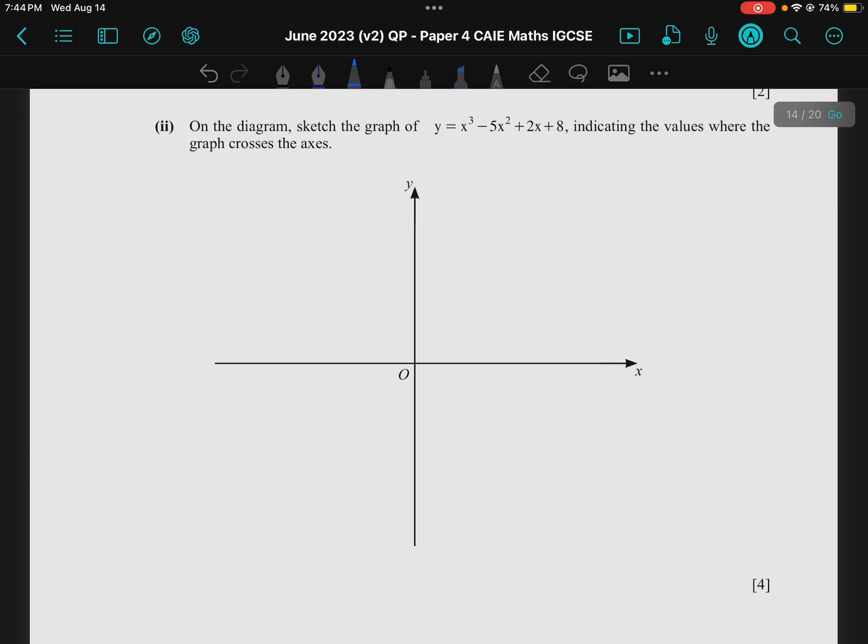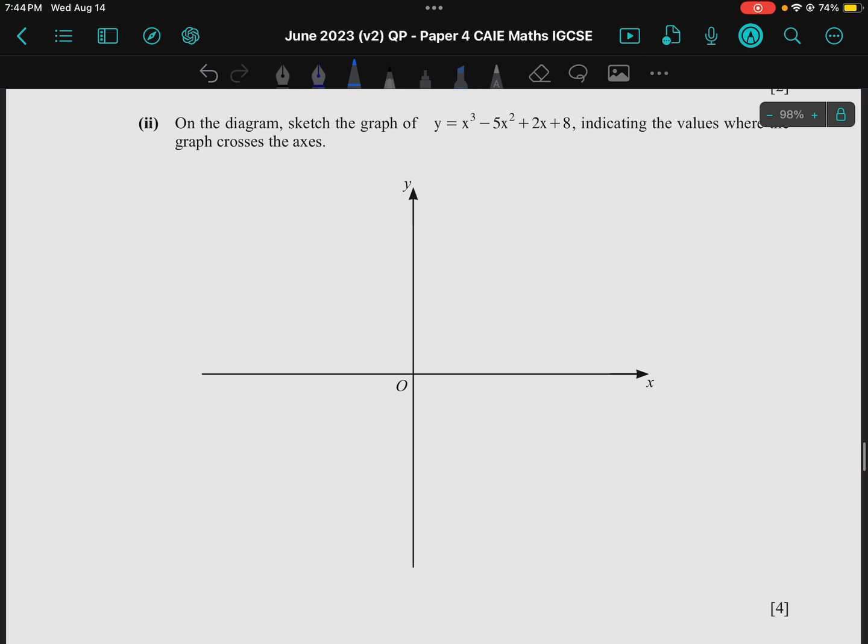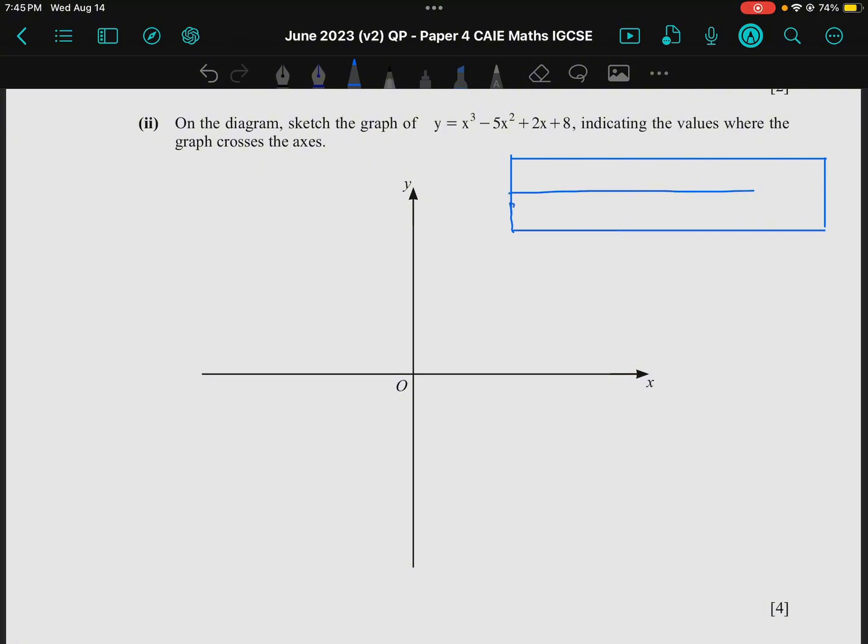Part number 2, on the diagram, sketch the graph of y equals x cube minus 5x square plus 2x plus 8. Now to plot this, first we will make a table, taking the values of x and y.